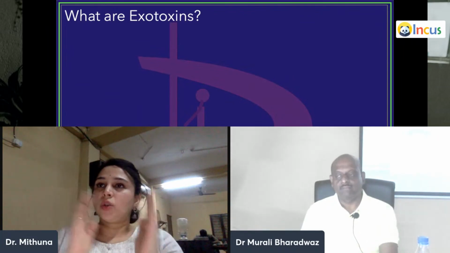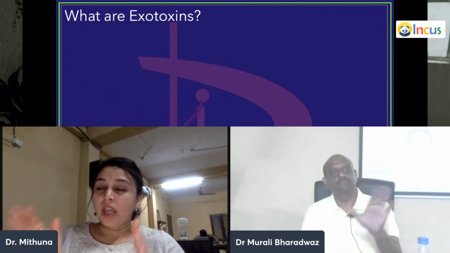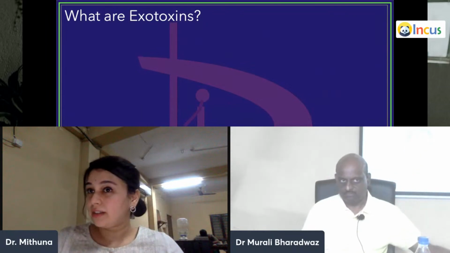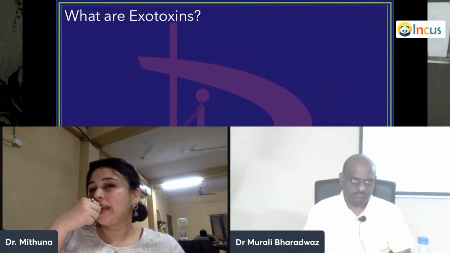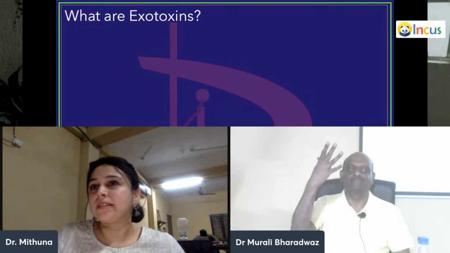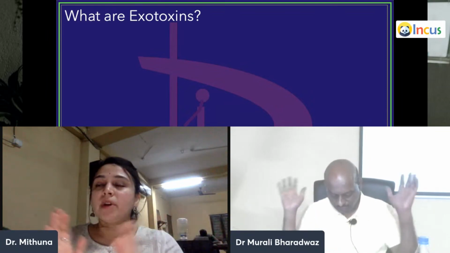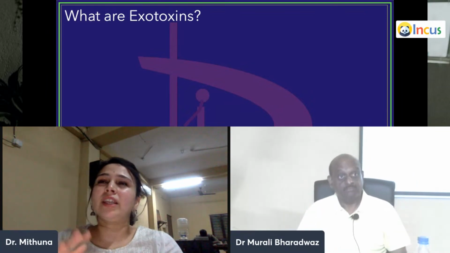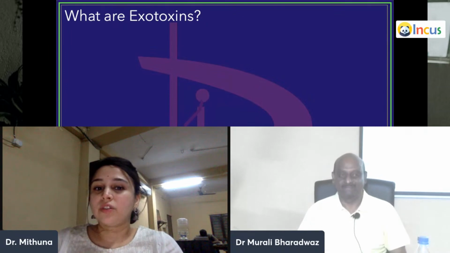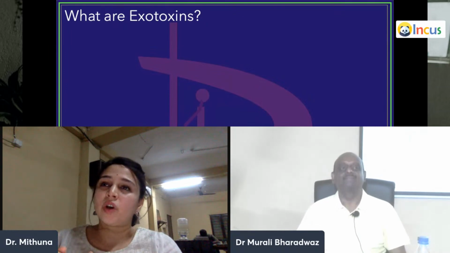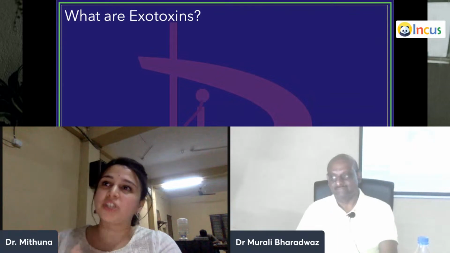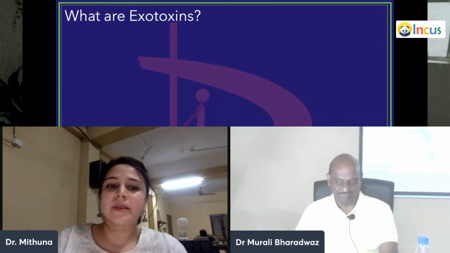Toxins are of two types, exo and endo. Exotoxins are extremely potent. Even a very minute dose, like 1 microgram, is enough to cause issues. Whereas endotoxins are very weakly immunogenic, so you need a higher amount of endotoxin for it to produce issues in the body. This is the major difference.